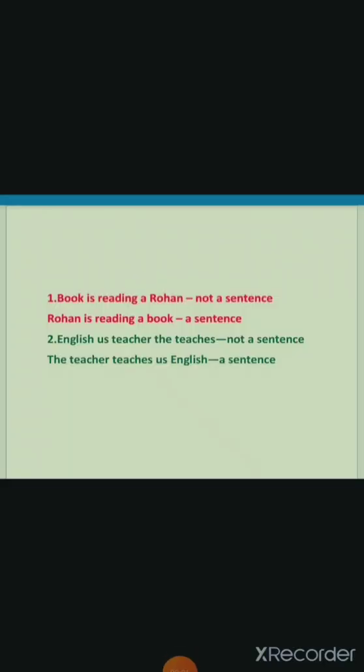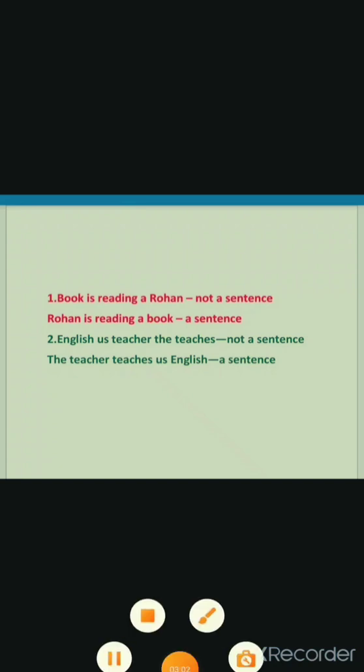For example, look at these words. Number 1. If I tell you "book is reading Rohan", is this a sentence? Does it make any sense to you? I think it's not. So you cannot call it a sentence. So what is a sentence? If I rearrange these words and reconstruct them into a meaningful sentence, then how will I write? Rohan is reading a book. This is a sentence.